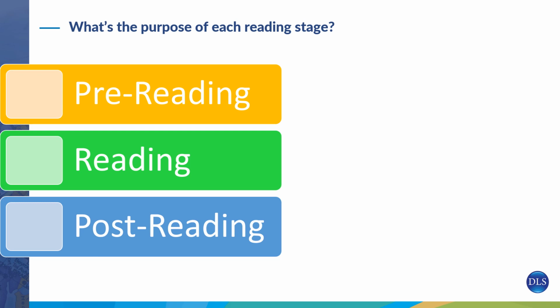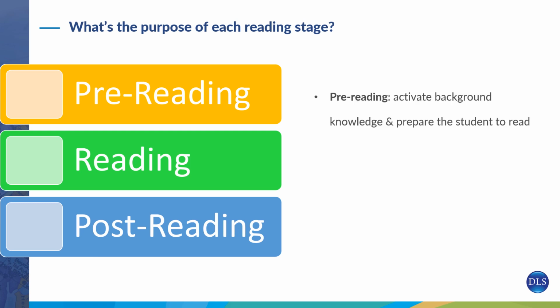So, as you probably know, each reading activity that we do with our students usually has 3 stages. And what's the purpose of each stage? In the pre-reading stage, our purpose is to activate students' background knowledge and prepare the student to read. So here we want to see what the student already knows about the topic and get them ready to read it.